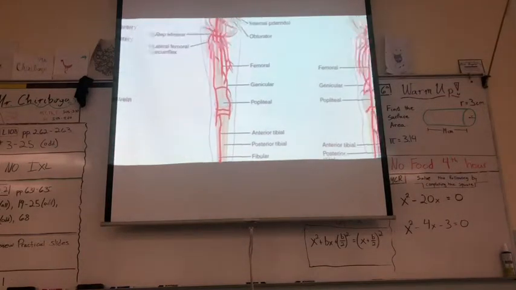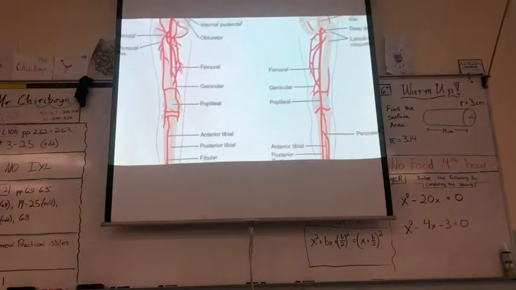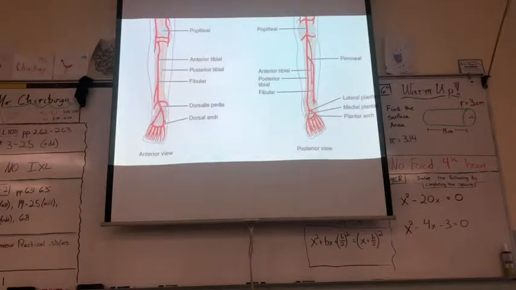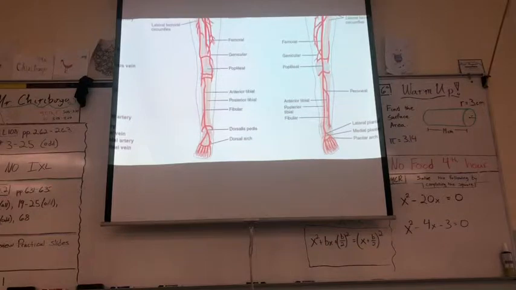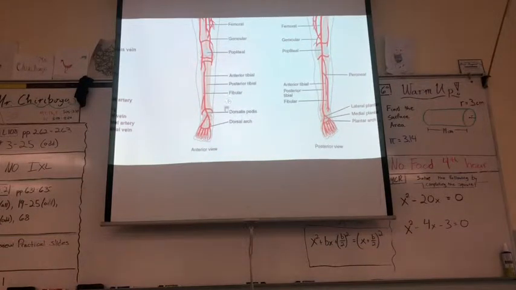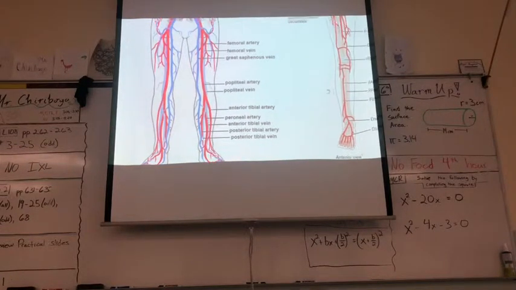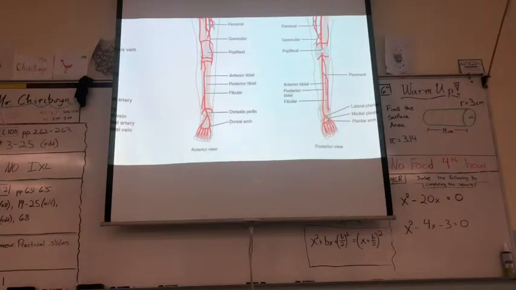Now the popliteal is a little bit different because the popliteal actually runs posterior. So if you can see here, this is an anterior view of your leg, and this is a posterior view of your leg. This is the back of your knee. The popliteal artery will run through the back of your knee, as will your popliteal vein. Okay? So if you see an artery or a vein running straight down your leg in the posterior view, it's going to be your popliteal, okay?